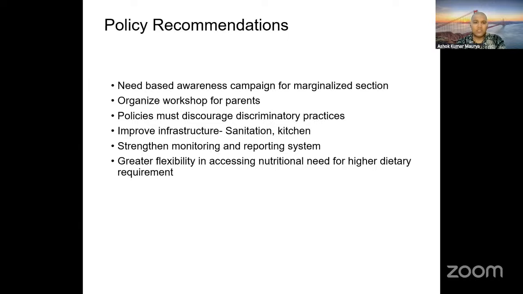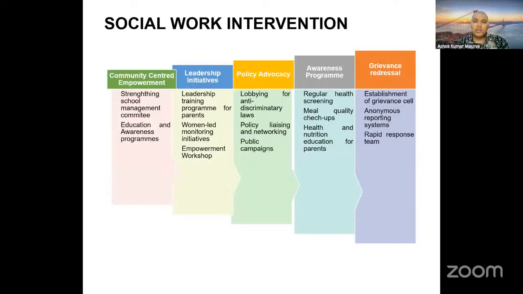So I think these are the policy recommendations, and I suggested an intervention model with community-centered empowerment, strengthening school-community awareness, and leadership initiatives like leadership training programs. Women can play a really important role, because more than 70% of caregivers are women.